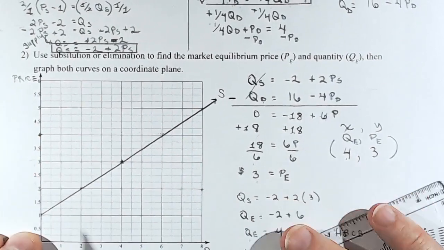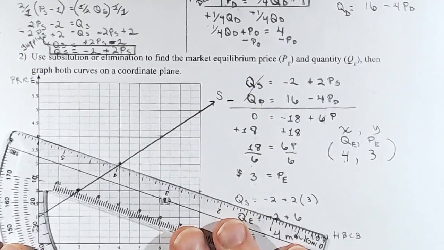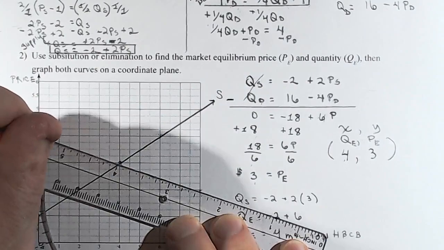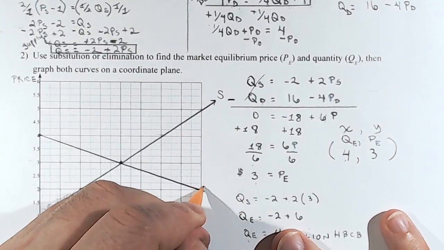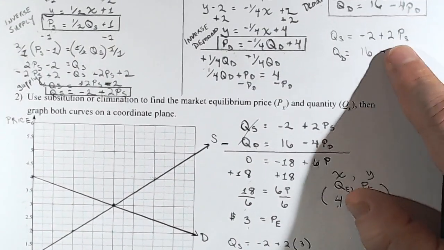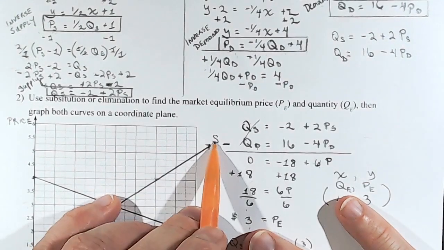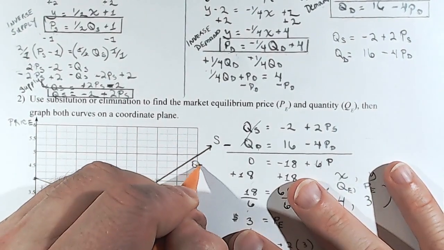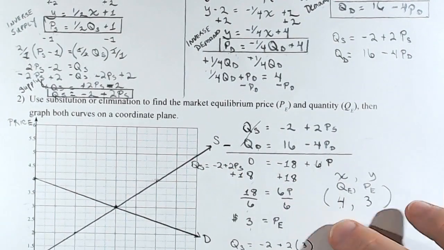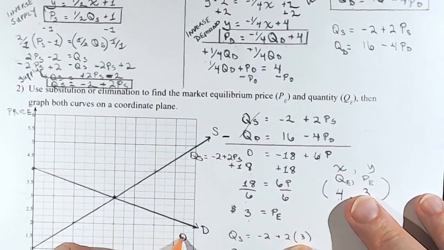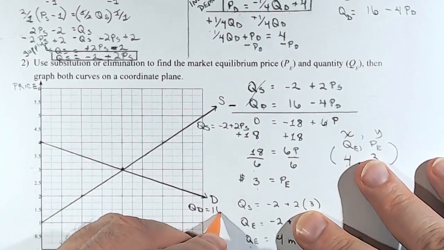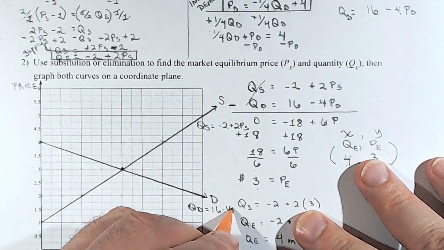Okay, so now we connect those dots. This is our demand line, and we label that D. Now this is where those equations come in. We'll label our supply curve Q sub S equals -2 plus 2 P sub S. And we'll label our demand curve Q sub D equals 16 minus 4 P sub D.